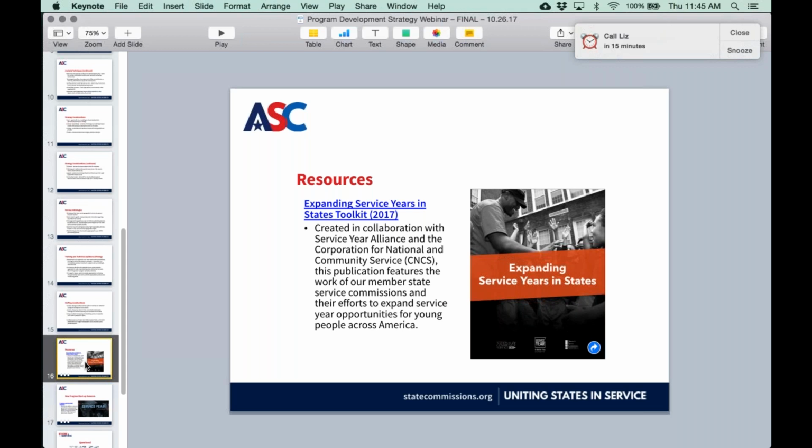But basically, it identifies ways that governors and other elected officials have used service years to really implement priorities in their area. So if you're looking for some inspiration, some particular program models that might resonate for you and work in your state, I think this is a great resource for you to do that. So wanted to point that to you.